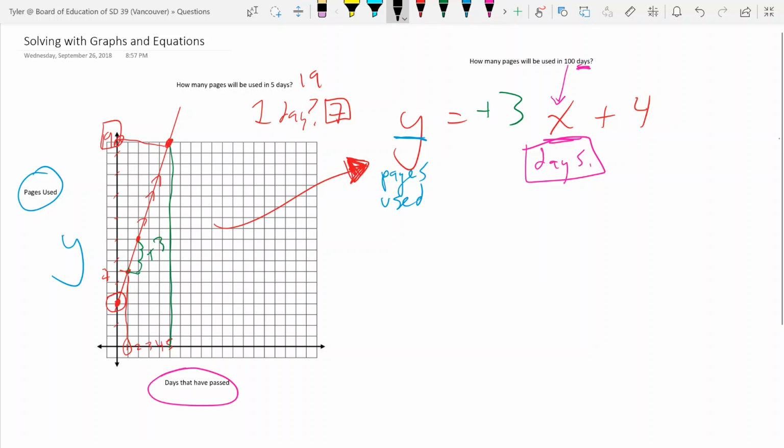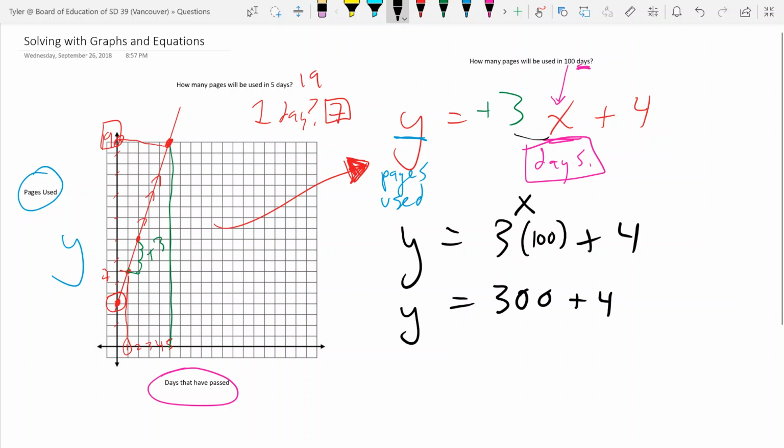So let's write the equation again. y equals 3x plus 4. But instead of x, I'm going to change that to the 100, because in this situation, the x is 100. It is 100 days. And now we just need to solve it. Remember, it was 3x, which means 3 times. So it's going to be y equals 300 plus 4. So y is equal to 304. And remember, y was pages used. So the answer would be, you'll have used 304 pages of your notebook 100 days into the school year. That's the basic concept.